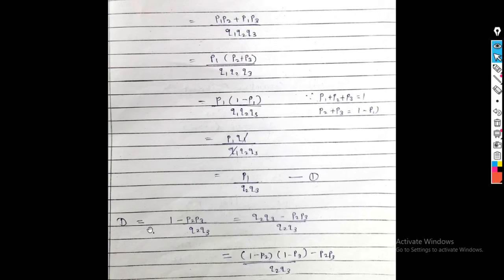Now we will derive the value of the denominator. The denominator is 1 minus P2 P3 divided by Q2 Q3. Again take the LCM, which is Q2 Q3 multiplied by Q2 Q3 minus P2 P3. Again we can replace Q2 by 1 minus P2 and Q3 by 1 minus P3, minus P2 P3, all divided by Q2 Q3. Solve this bracket: 1 minus P3 minus P2 plus P2 P3 minus P2 P3. This term gets cancelled, so we get 1 minus P2 minus P3 divided by Q2 Q3.